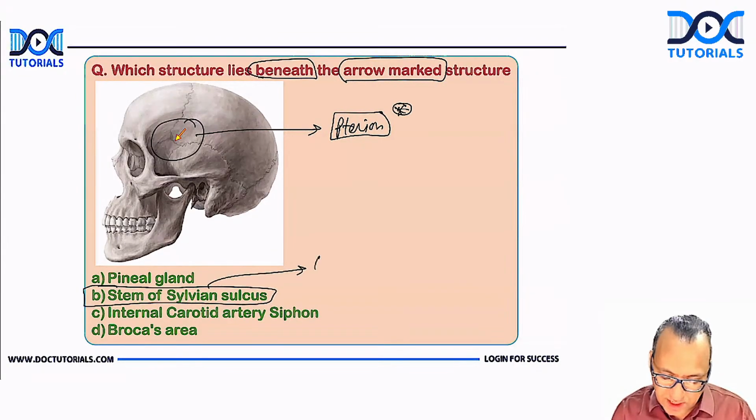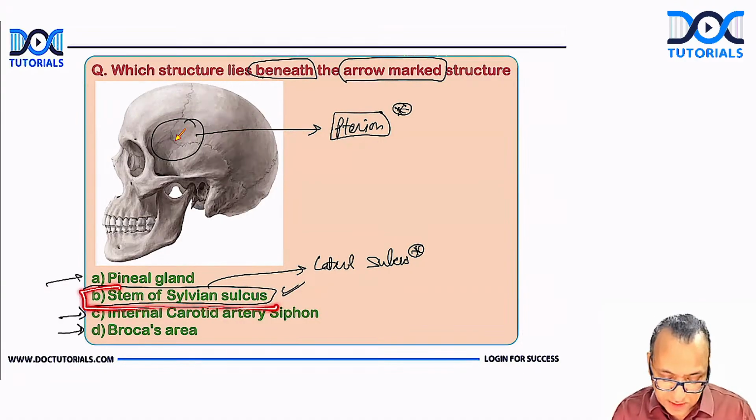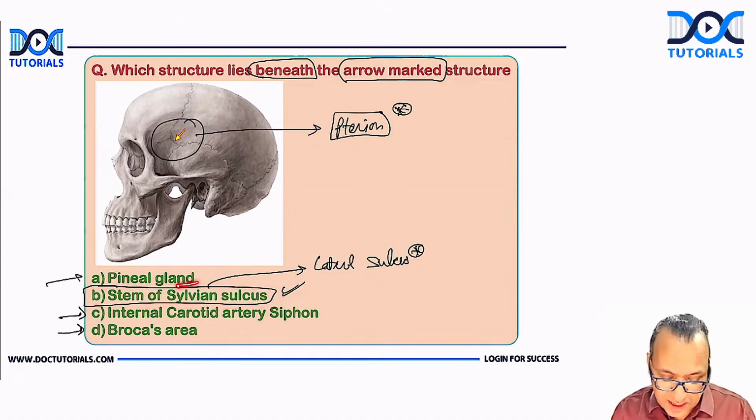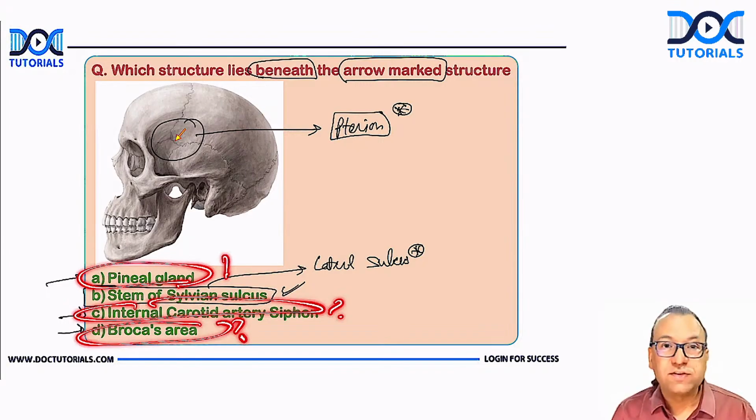Sylvian sulcus is the other name of lateral sulcus, and that is what you said, perfectly all right. But the point is, what about the other options? I always tell you that you should handle an MCQ like this. What is the answer? Why is that the answer? Why are the others not the answers? And when will they become answers? That is how you should deal with any MCQ.